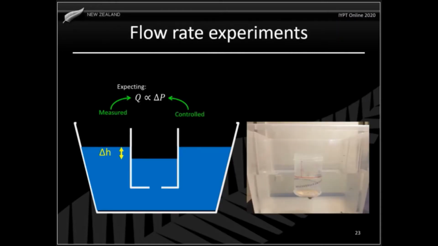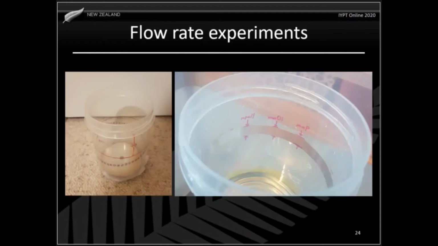Instead, I experimentally determined the relationship between pressure difference and flow rate by measuring the flow rate for a certain height difference. I used a cylinder because cylinders sink with constant height difference. On the left is an example of one of the cylinders I sunk. On the right is how I measured the height.